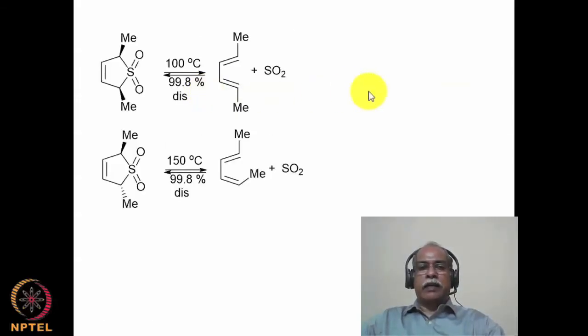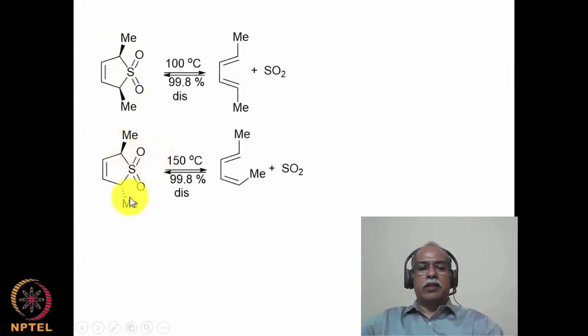The reactions are highly diastereoselective in nature. If we consider the cis isomer of the dimethyl substituted sulfolene, in other words 2,5-dimethyl substituted sulfolene, in the forward direction it undergoes a disrotatory motion of these two bonds, namely this carbon-sulfur bond and this carbon-sulfur bond, resulting in the formation of the EE isomer of hexa-2,4-diene. The reverse reaction also: if you take the hexa-2,4-diene EE isomer and use sulfur dioxide as the trapping agent, the sulfolene that is formed is the cis-dimethyl sulfolene.